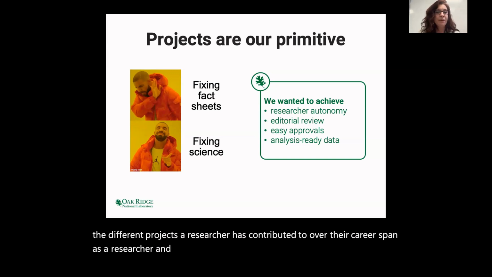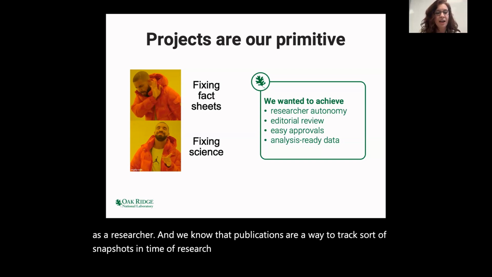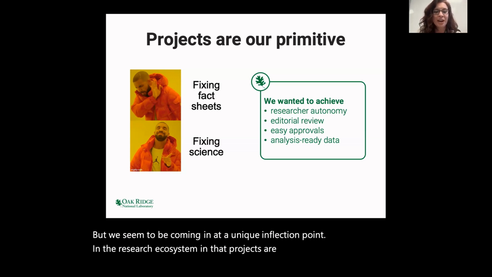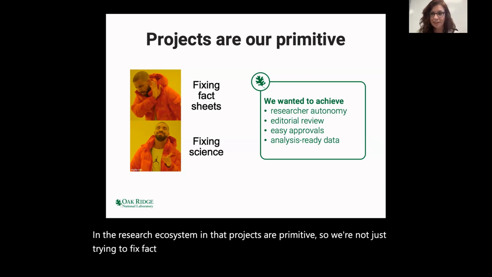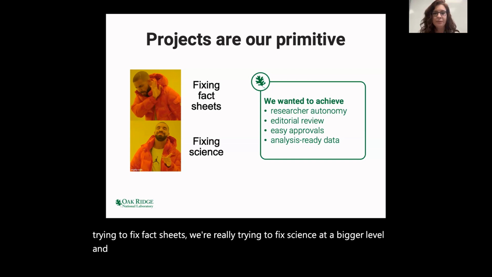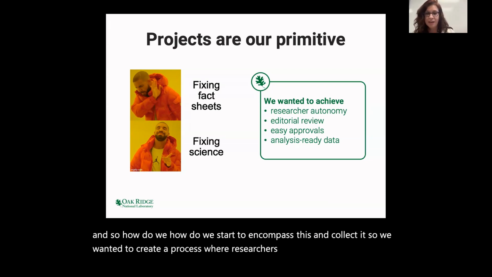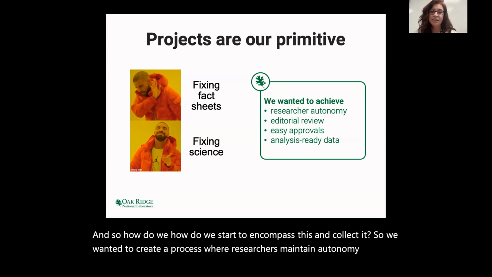And we know that publications are a way to track snapshots in time of research being done. But we seem to be coming in at a unique inflection point in the research ecosystem in that projects are primitive. So we're not just trying to fix fact sheets, we're really trying to fix science at a bigger level. And so how do we start to encompass this and collect it? So we wanted to create a process where researchers maintained autonomy of their project data.